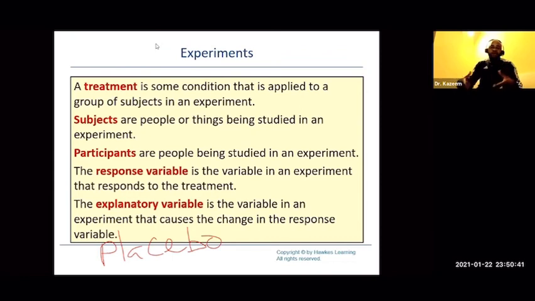So when I talk about treatment, it means a condition that is applied to a group of subjects. What do I mean by subject? The subjects are the participants, the people that we're actually going to use for our study. That's what we call subjects. Okay, the people that will receive the treatments. That's what we mean by subjects.